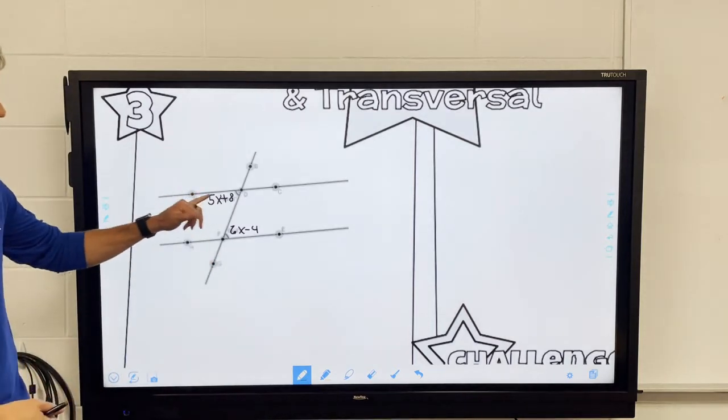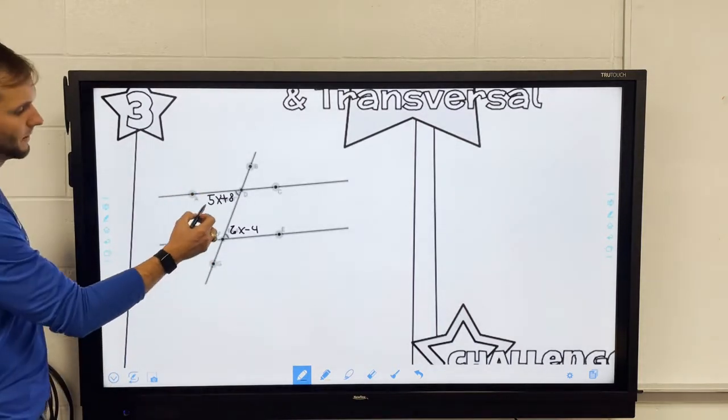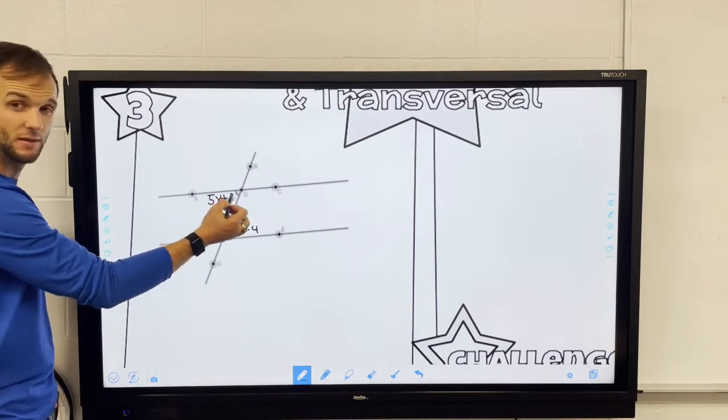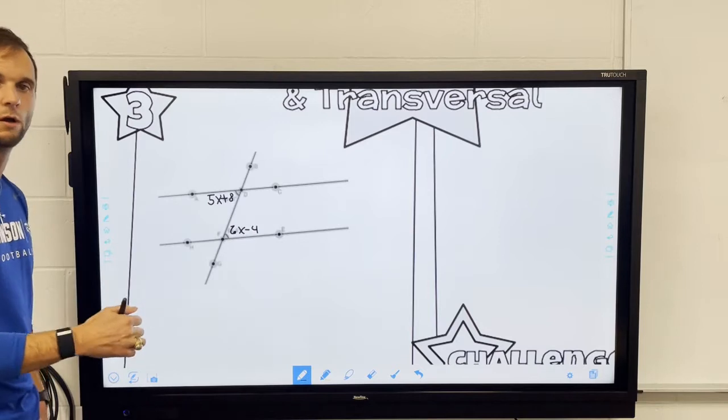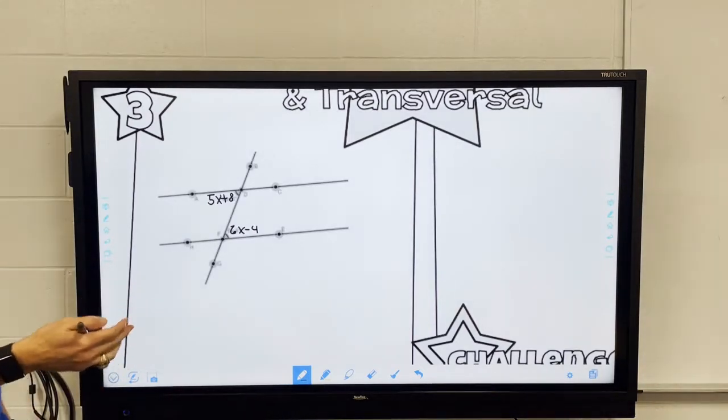So these two angles right now, if we look, 5x plus 8 is actually supposed to be this one right here. I think it says 5a plus 8. And then this one is 6x minus 4. So right now we need to analyze the relationship between these two.